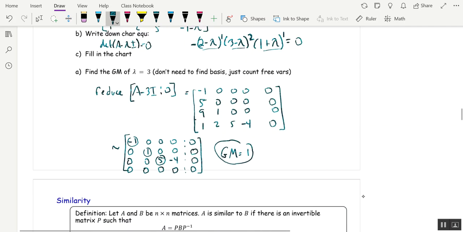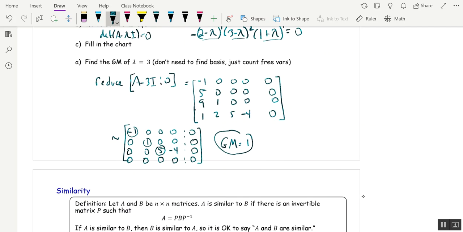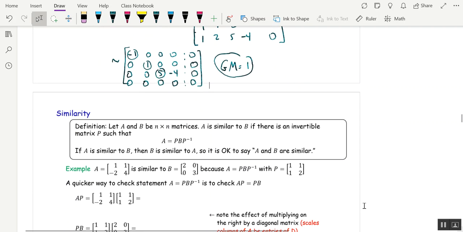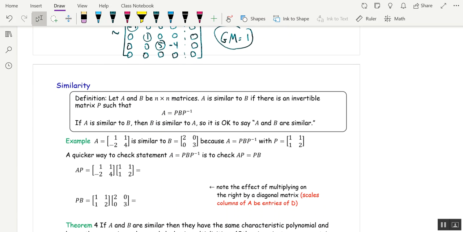All right. So last topic, similarity. And we're going to use similarity in the next section. A and B, if they're n by n matrices, A is similar to B if there's an invertible matrix P such that A is PBP inverse. So if A is similar to B, B is similar to A, so you can just say they're similar and there's no confusion. Here's an example. I've given you a matrix A and I claim it's similar to B because with the matrix P equaling this matrix, A is indeed PBP inverse.